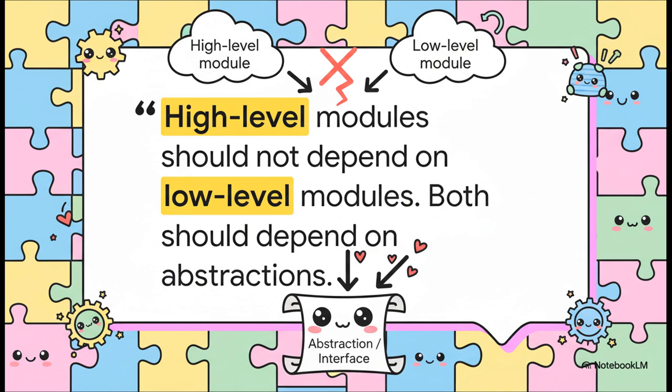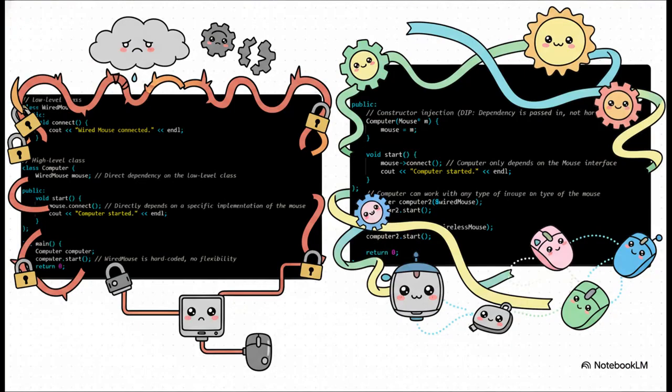Think of the abstraction as the contract. The high-level module says, hey, I need something that follows this contract. And the low-level module says, cool, I can do that. And the transformation is just so powerful. On the left, you've got the old, rigid code, but on the right, the new, flexible code.